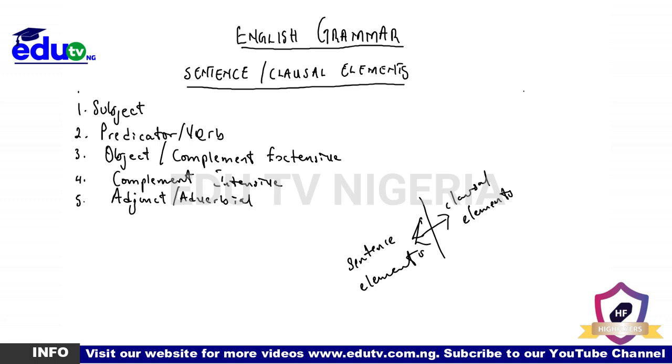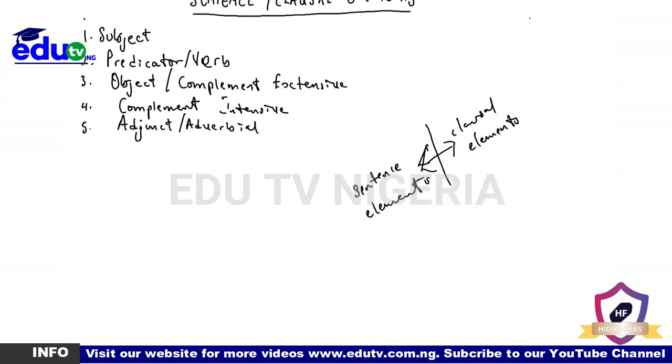Then we also have what we call the complement intensive. And then we have what we could call the adjunct or adverbial. Now, the same thing goes with this. You could call it the adjunct, you could call it the adverbial, whichever one. But I would prefer to refer to it as adverbial. So let's go fully and properly into today's class. We're looking at all of these clausal elements from the beginning till the end, and let's start with the subject.